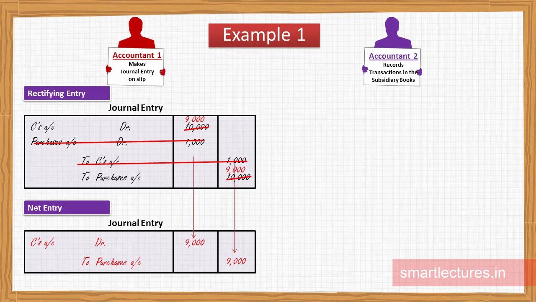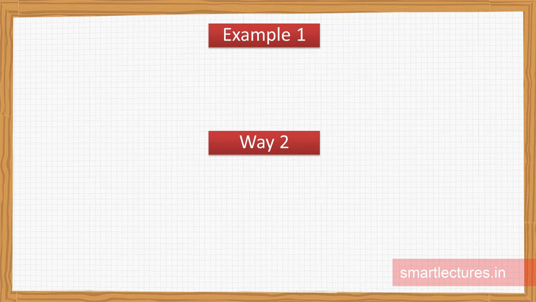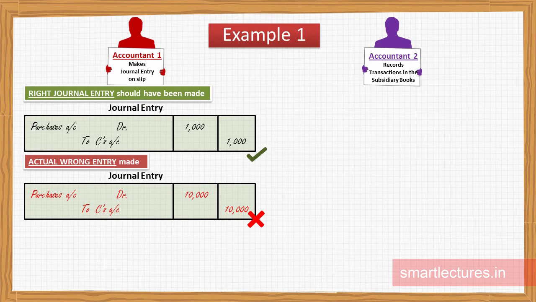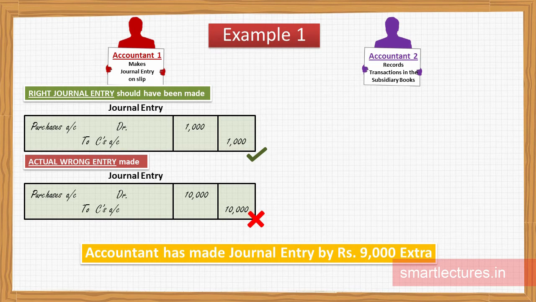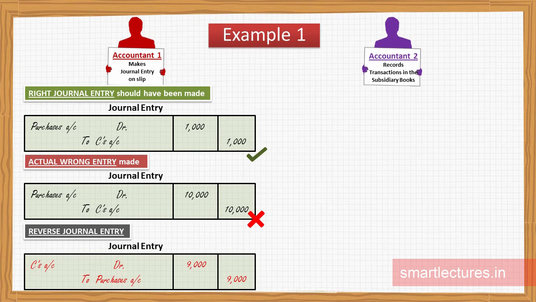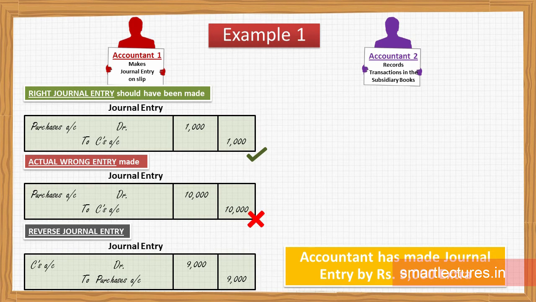You can think about this error in another way also. The journal entry has been passed by rupees 10,000. However, the journal entry should have been passed only by rupees 1,000. It means the accountant has made the journal entry by rupees 9,000 extra. So what's the solution? Reverse the journal entry by rupees 9,000. So what will be the reverse of journal entry? C to purchases, rupees 9,000. The real journal entry should be purchases to C, but we have passed C to purchases rupees 9,000 because 9,000 has been passed extra. So in this way, we can solve this type of problem.